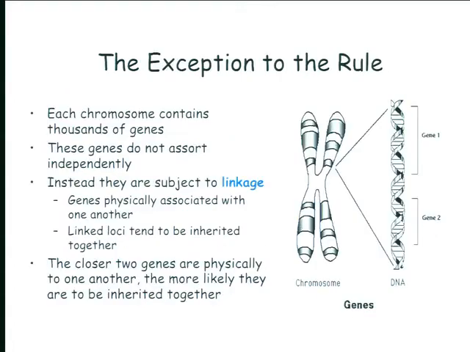So this is the exception. We know that chromosomes contain thousands and thousands of genes, and they don't assort independently because they're physically located near one another. And linked loci, therefore, tend to be inherited together. So the closer 2 genes are physically to one another, the more likely they are to be inherited together.